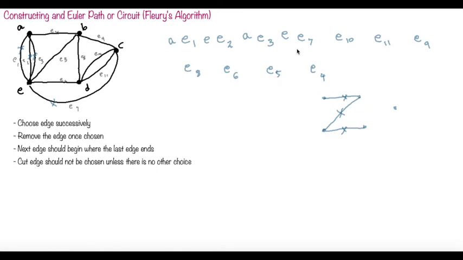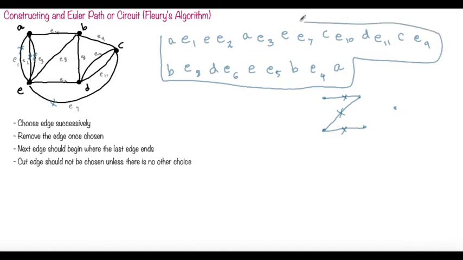E7 from E is C. E10 from C is D. E11 from D is C. E9 from C is B. E8 from B is D. E6 from D is E. E5 from E is B, and E4 from B is A. Okay, so this is actually the same path which we did by inspection here.